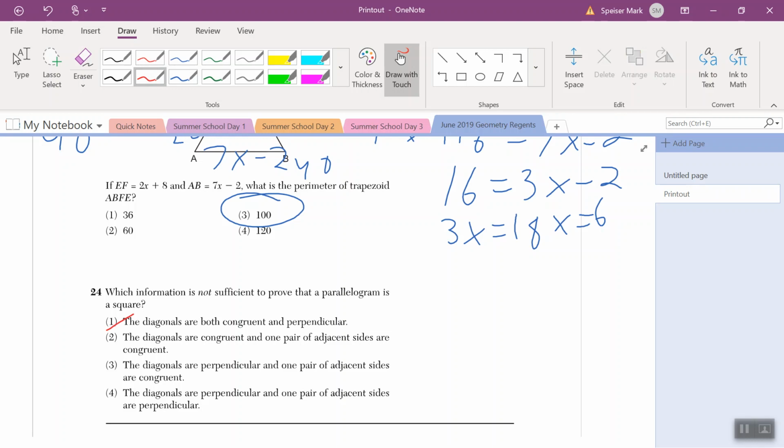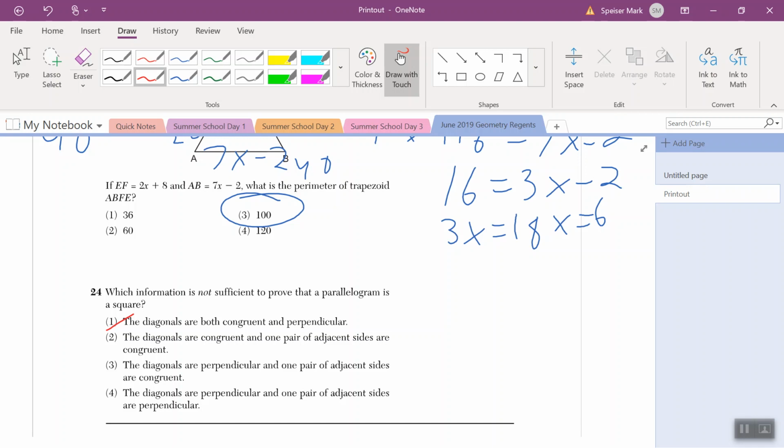Diagonals are congruent. That means you have a rectangle. And one pair of adjacent sides are congruent. That means one length and one width are congruent, making it a rhombus also, which is also enough to prove we have a rectangle with equal sides.